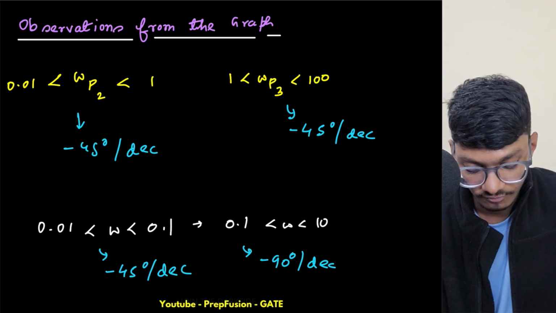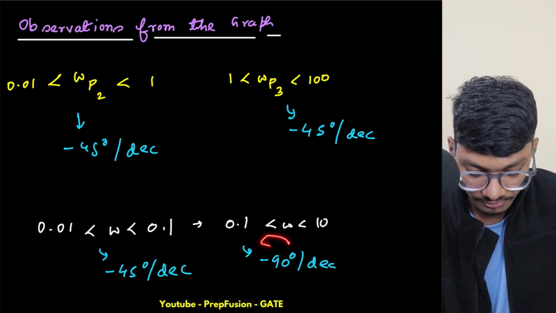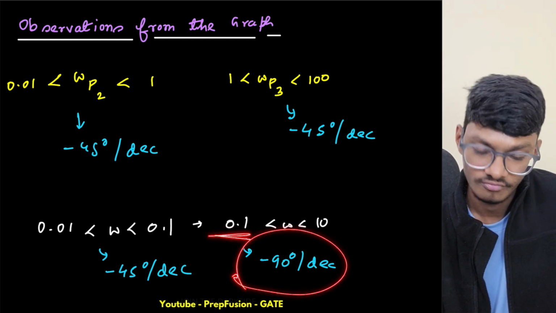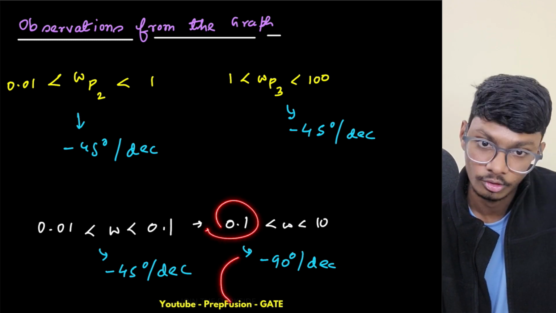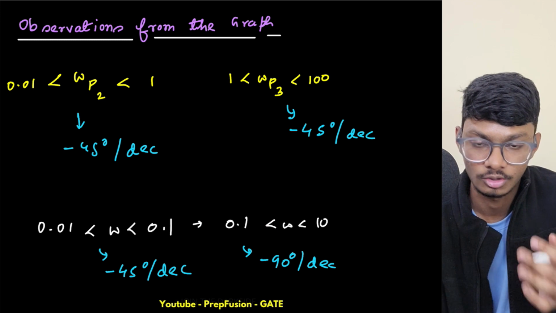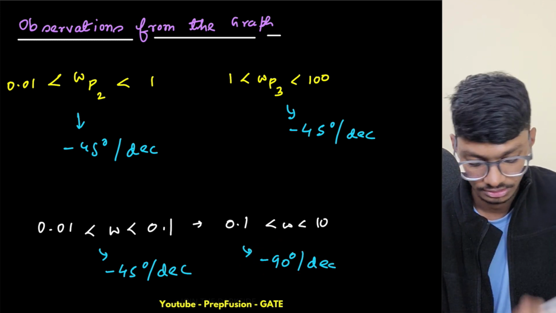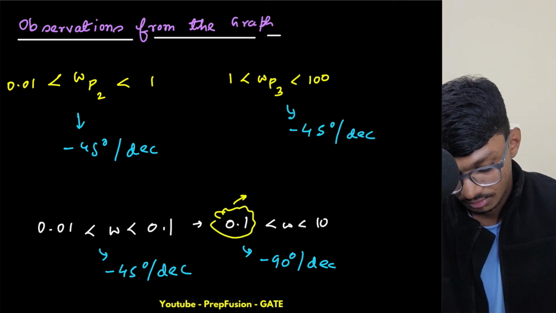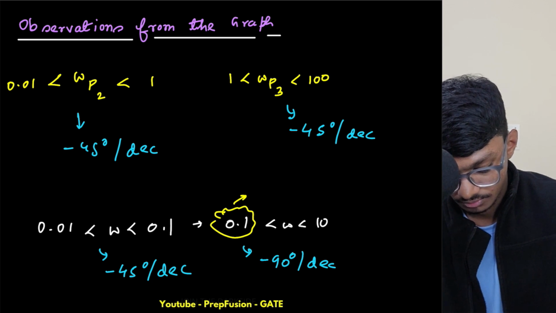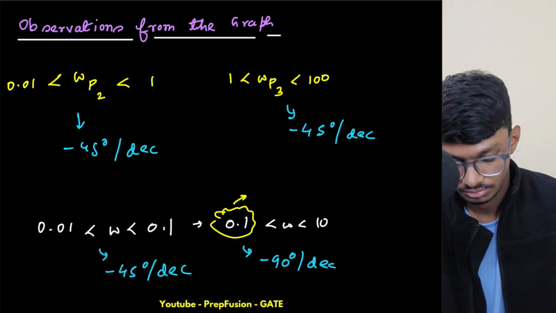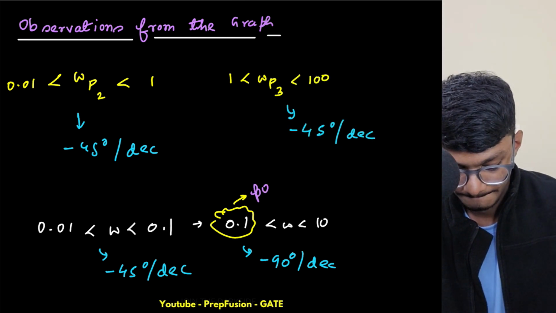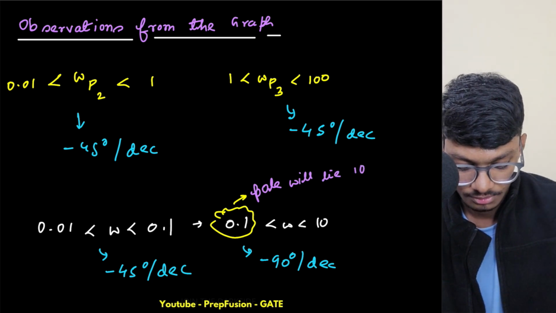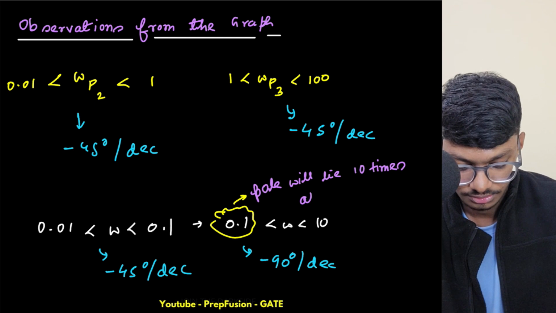Now what does this mean? This means I have a pole around here, which is getting affected by 0.1. Since 0.1 the pole is getting active, obviously 10 times after this my actual pole will lie, because the slope gets activated 10 times before that. So the pole will lie 10 times after this.